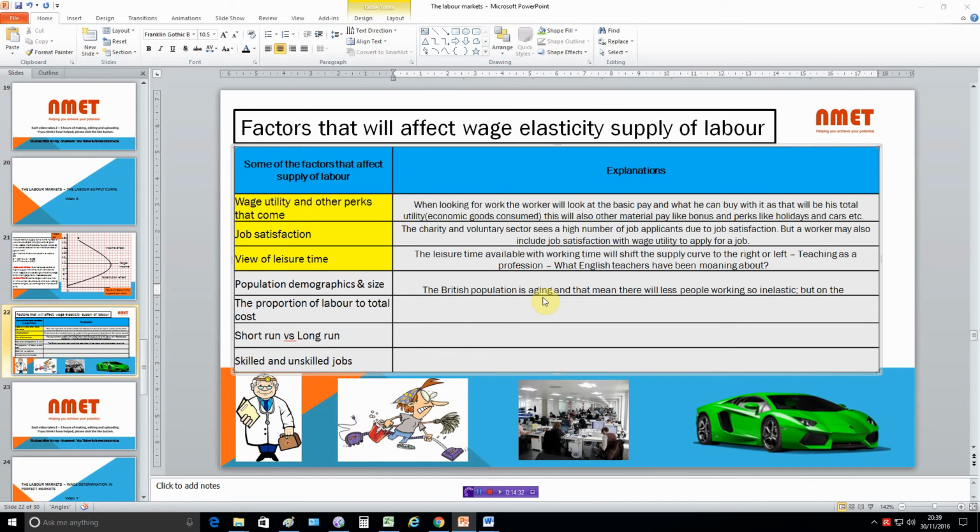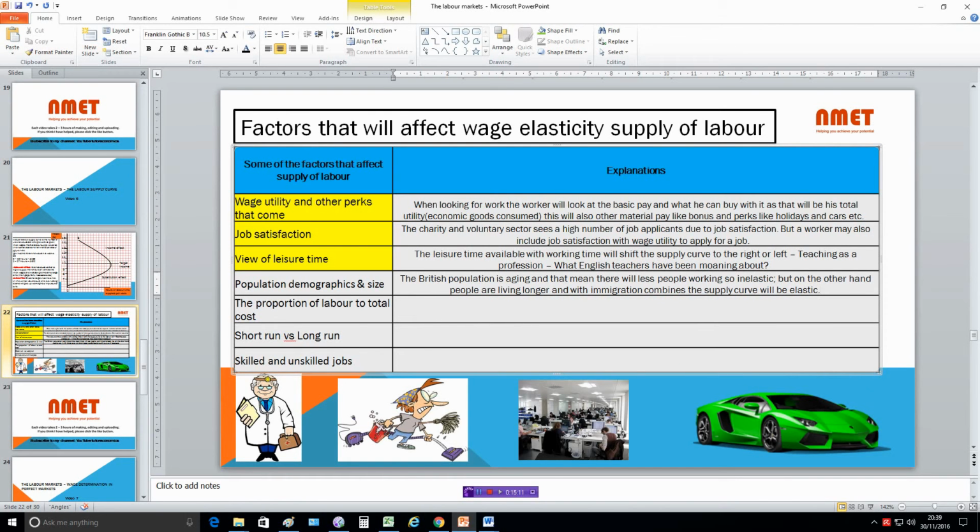So the British population is aging, right? And that means there will be fewer people working. So inelastic. On the other hand, people are living longer, isn't it? And many are not willing to retire because they have nothing to do. So what that means is there are more people. And also immigration. Living longer and immigration combined, the supply curve will be elastic.